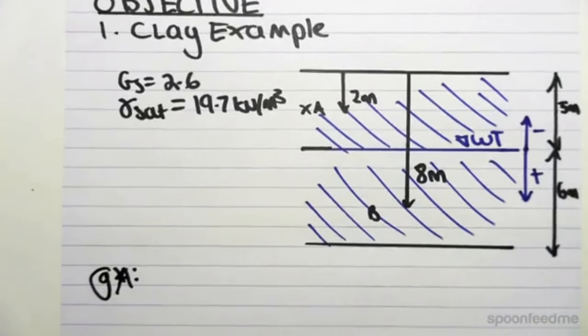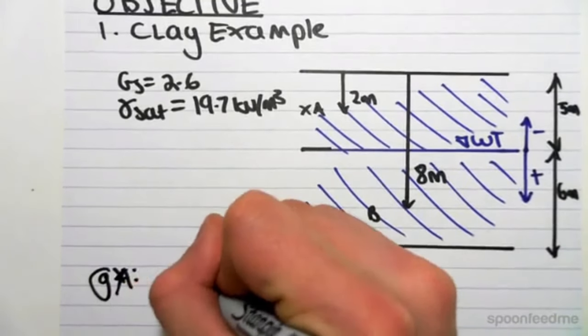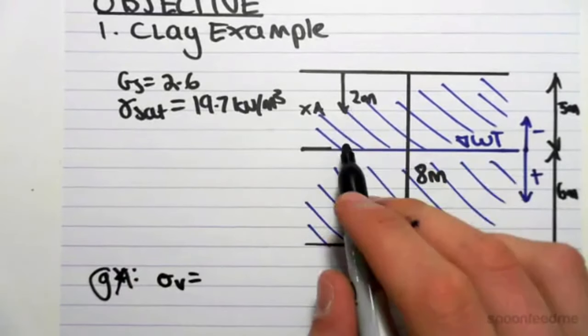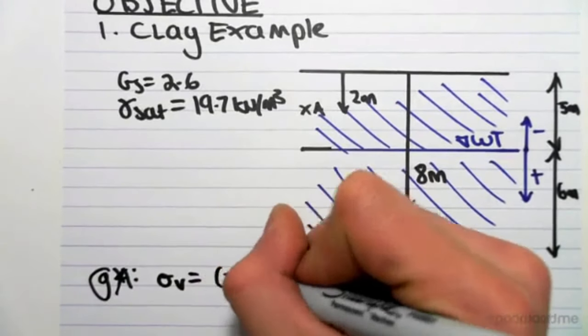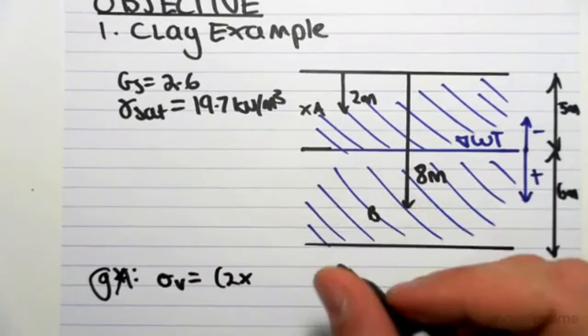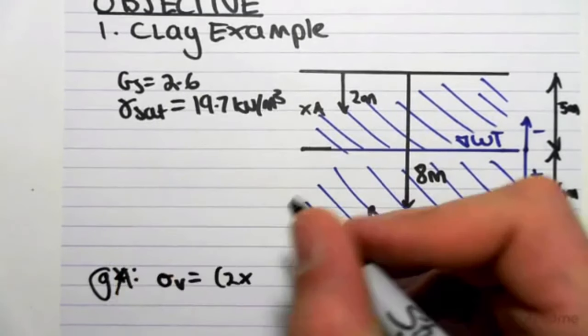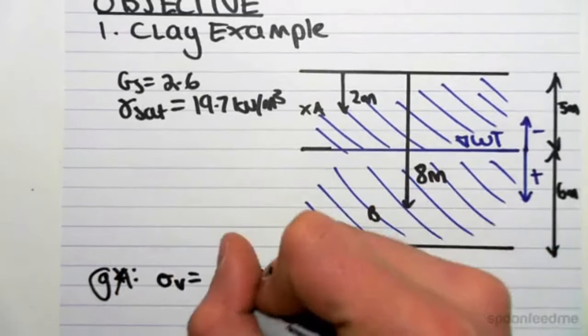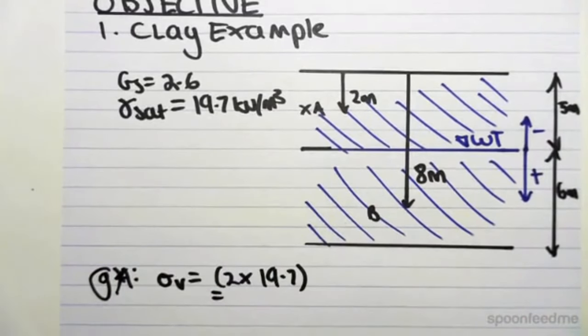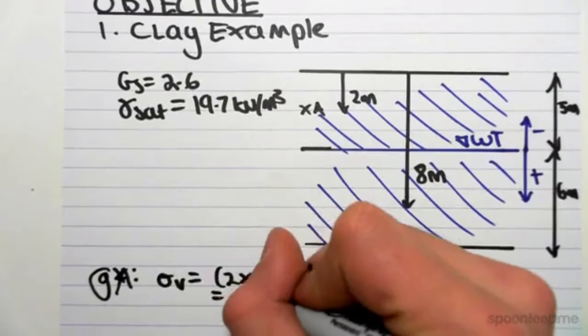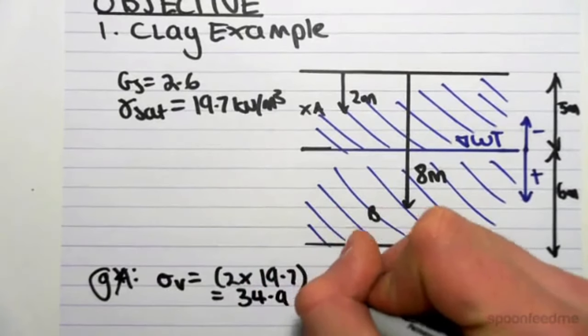Okay, so, at A, the total stress will equal the depth, so 2 times gamma sat, and gamma sat we've been given is 19.7, so we get 2 by 19.7 is 39.4 kPa.